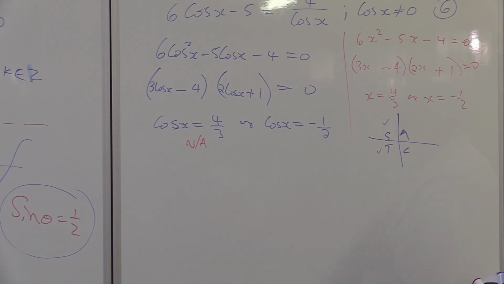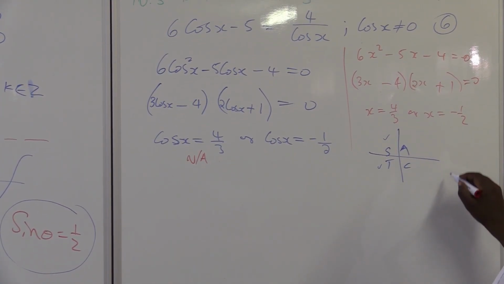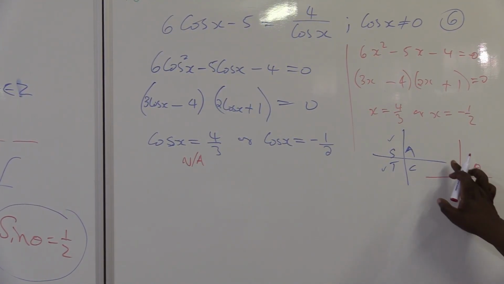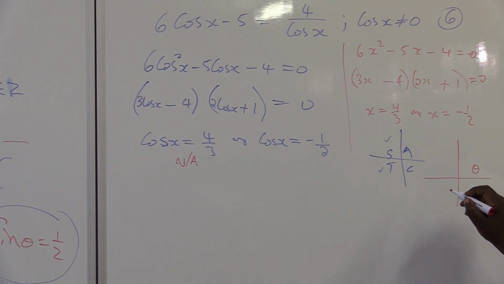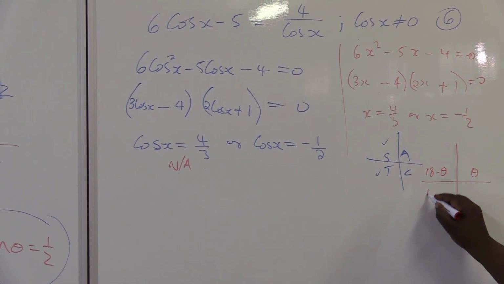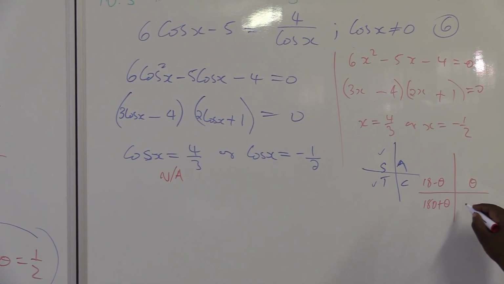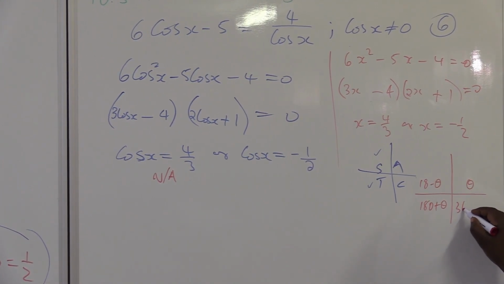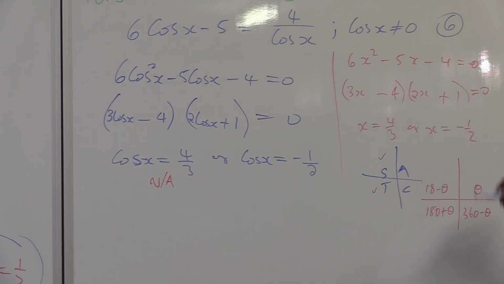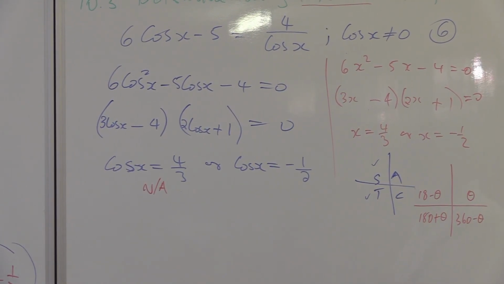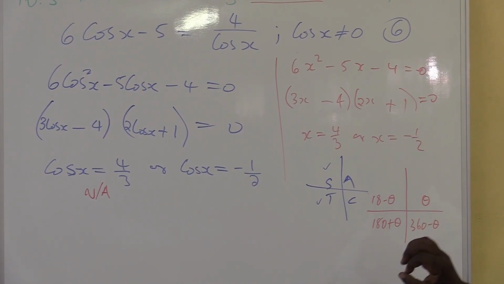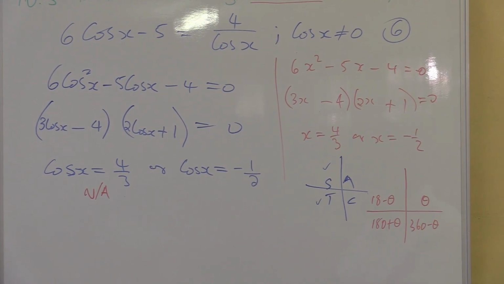Remember on the general solution how we name these quadrants. Let me quickly write it here. The first quadrant we refer to as theta. The second quadrant we refer to as 180 minus theta. The third quadrant is 180 degrees plus theta. This one is 360 minus theta. Remember, on the general solution, we don't use 90 and 270 like the normal trigonometry. When it comes to general solution, this quadrant is 180 minus, this one is 180 plus, and 360 minus.